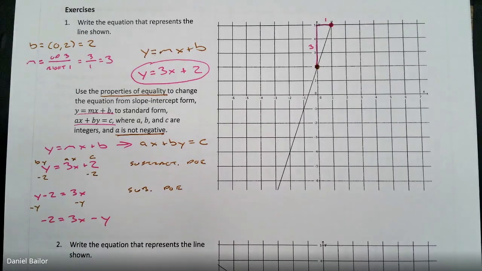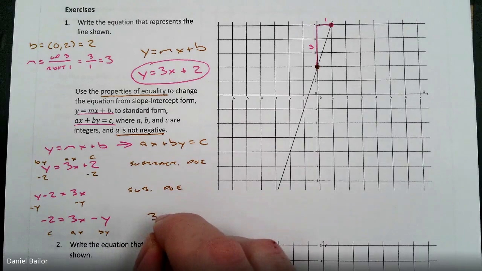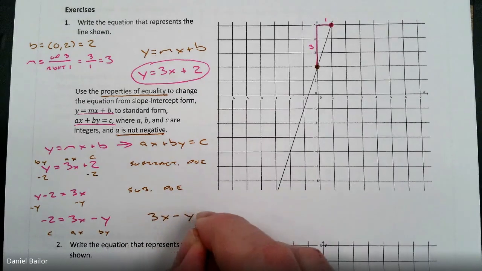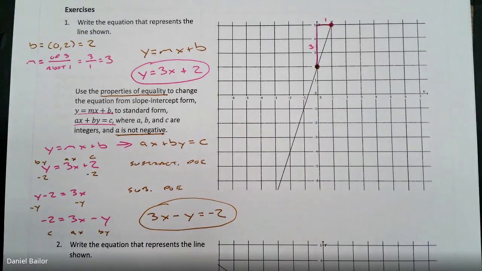And that is standard form, because if you look at it again, we have c, we have ax, and we have by. Just this time, the b is a negative 1. So we're just going to write it as 3x minus y equals negative 2. That is standard form.